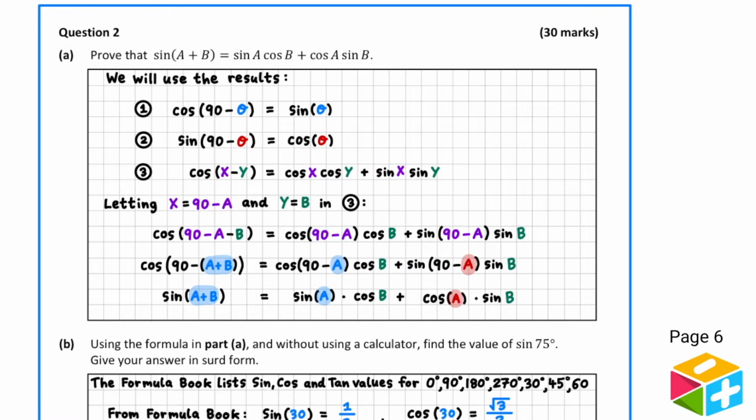Putting everything together, we've ended up with sine of a plus b equal to sine of a times cos of b plus cos of a times sine of b. This is the exact statement we needed to obtain.